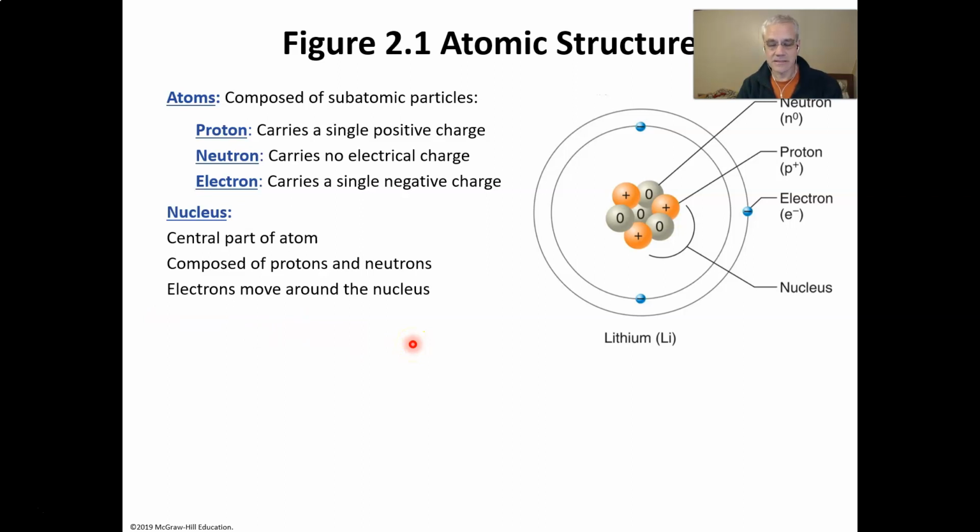You know what an atom is. An atom is composed of subatomic particles, meaning something below the level of an atom. Neutrons, protons, electrons. Don't tell your local physicist, they'll laugh at you. But that's all we care about. Protons and neutrons are in the nucleus. Electrons are flying around the outside of the nucleus.